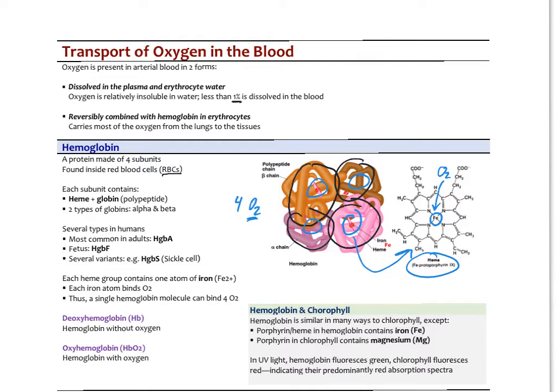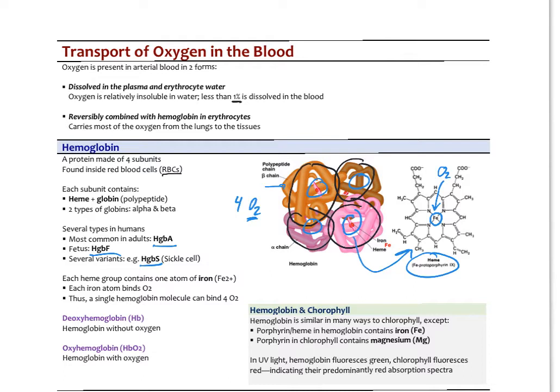And if you look at adults, our primary form of hemoglobin is called hemoglobin A. In the fetus, there's slightly different hemoglobin. The globins are different, and that's hemoglobin F. And there are several variants. For example, in sickle cell anemia, we have hemoglobin S, and that's to do with a mutation in the globin chain that causes it to actually buckle, change conformation in low oxygen environments, and that causes sickling in the red cells. We'll talk about that in the hematology section.